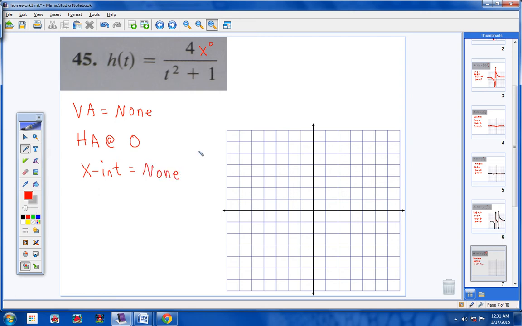And then the y-intercept, everywhere there's an x, I'm going to put a 0. So 0 squared plus 1 is 1, 4 is up top. So the y-intercept will be 4. So I have a horizontal asymptote at 0.